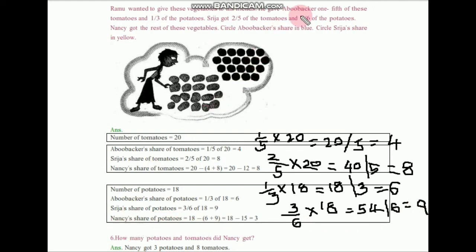And now Nancy got the rest of these vegetables, that is the remaining part. So the total number of potatoes 18 minus the share of Abu Baker and the share of Srija. The share of Abu Baker is 6 and the share of Srija is 9. So 6 plus 9. 18 minus 6 plus 9 is equal to 3. That means 18 minus 15, so 3. So Nancy's share is 3. So Nancy got here 3 potatoes and 8 tomatoes.